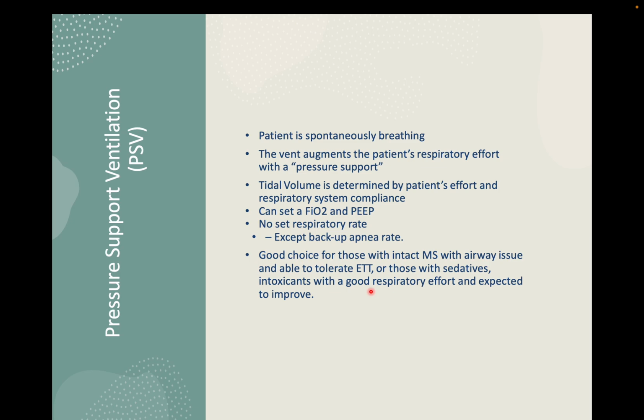So by now we have learned 3 modes: assist control, synchronized intermittent mandatory ventilation, and pressure support ventilation. Assist control is completely ventilator controlled. The patient does not need to do anything. If he generates breaths also, the ventilator will support. So in the initial stage of ventilation you need to use this, and if the patient has an altered sensorium or is not able to generate spontaneous breaths, you need to use this ventilator support.